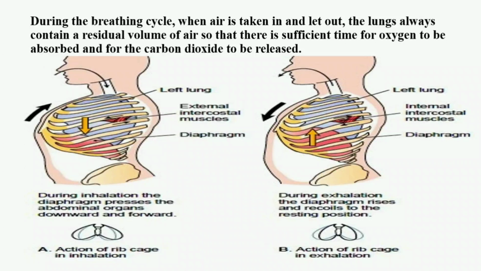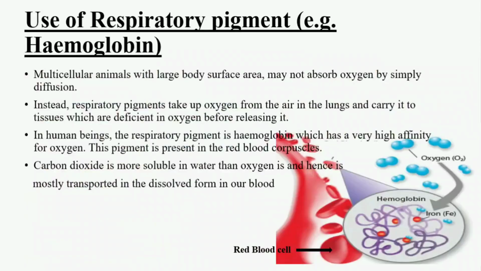As we can see from this image here, during the inhale and exhale, what are the changes that happen in the diaphragm? What is diaphragm? Diaphragm is a muscular ridge that separates the chest cavity and the abdominal cavity. So we can see during inhalation, the diaphragm presses the abdominal organ downward and forward. Whereas in exhalation, diaphragm rises and it recoils to the resting position. Along with the diaphragm, there are intercostal muscles present in between the rib cages, and they also play an important role in the contraction and relaxation.